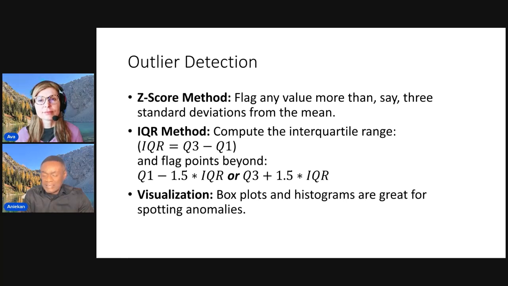Another method is the IQR method, or the range method. This looks at the middle 50% of your data, and if something falls far away from that, outside that middle range, it might be an outlier. And the third method is visualization, or just a visual check. This is where you represent your data using simple charts like box plots or histograms.